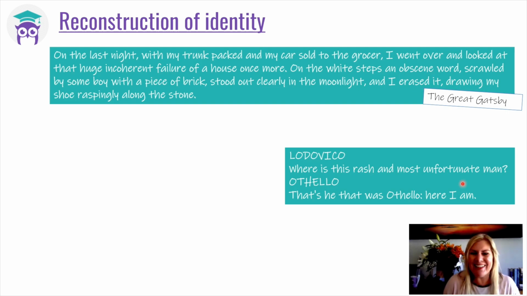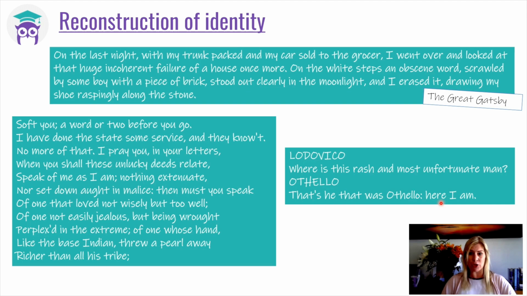But look at what Othello says. "That's he that was Othello. Here I am." So we've got past tense and third person. That's old Othello. Othello that was rash and unfortunate. He murdered his wife. And then we have "here I am," present tense, first person perspective. This is a different me. So you've got Othello at the beginning, then you've got rash, unfortunate Othello, and now you have new Othello. Here I am.